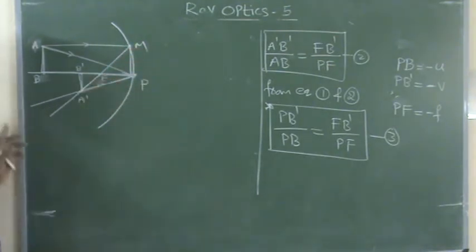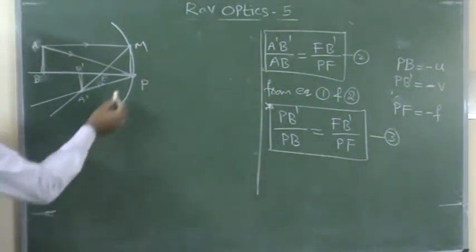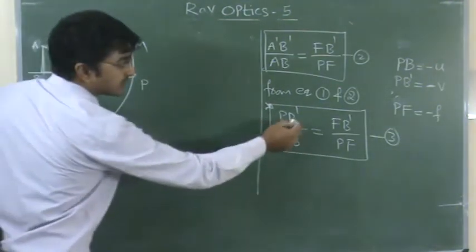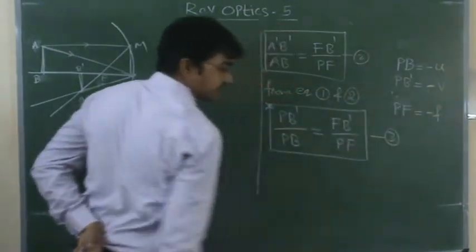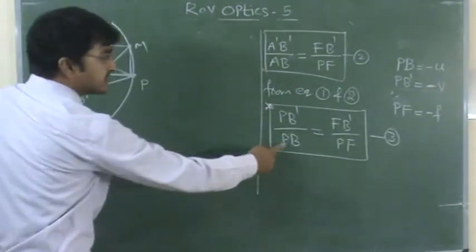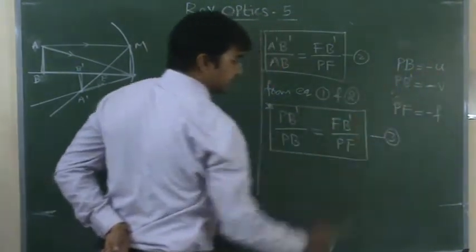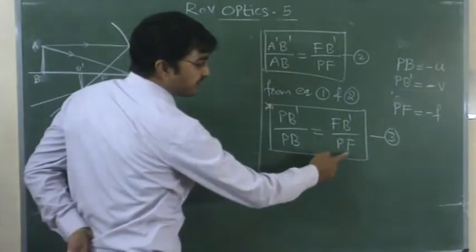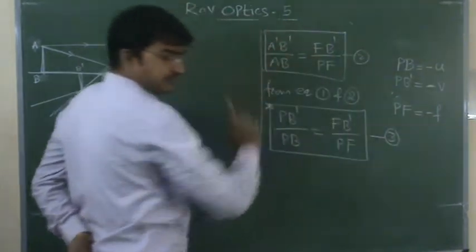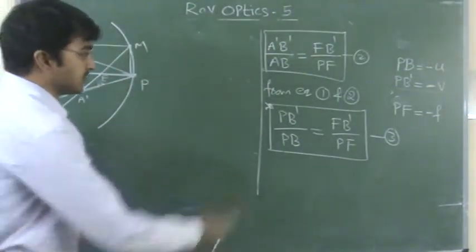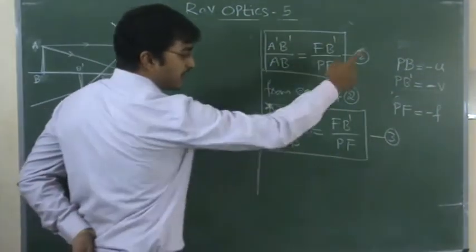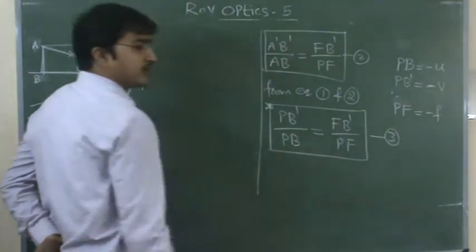These are the two sets of the triangles. Over now. Now coming to PB dash. What does PB dash represent here? Already discussed: minus V. PB represents minus U. PF represents minus F. So we have the PB dash value, PB value, PF value, but the FB dash value we don't know.